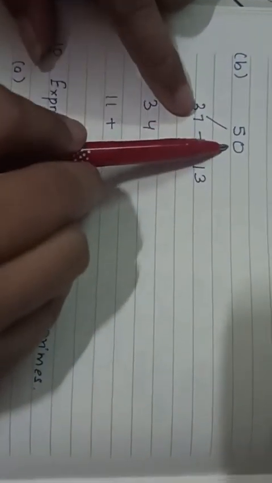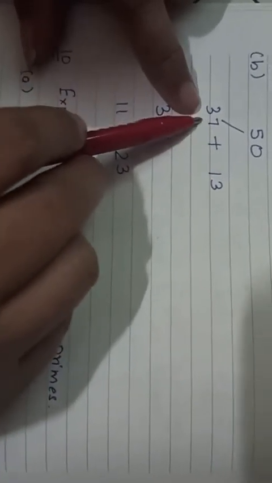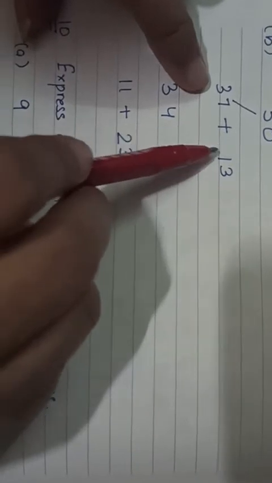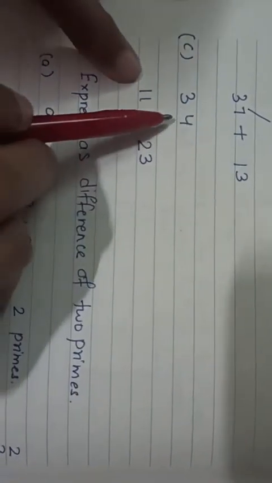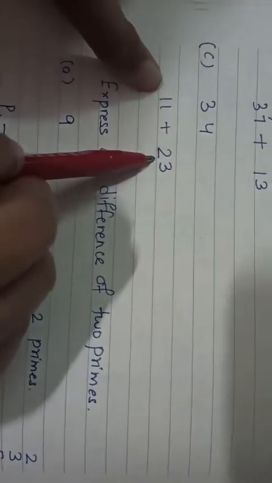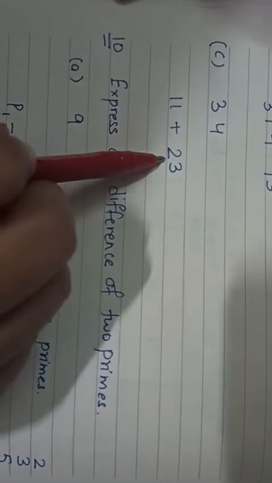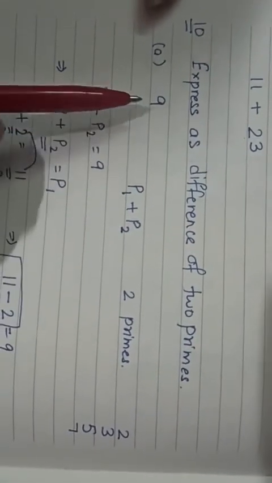Like 50 is there. It is an even number. That means my combination will be of two odd primes. So I just thought of 37, and 37 plus 13 will be 50. So you can add and try. This is 34. So 11 plus 23 is 34. So this way you can try. You may have a different answer. There are so many possibilities. Moving to the next question.